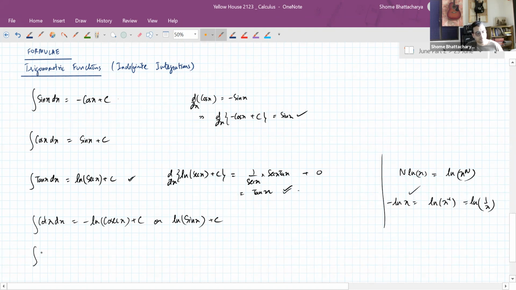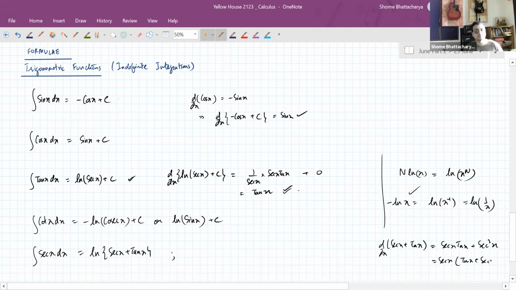In the next one, integration of sec x. Now this is ln of sec x plus tan x. Okay. So this basically comes from the idea that if you differentiate sec x plus tan x, we get sec x tan x plus sec square x. That is actually sec x multiplied by sec x plus tan x. So this simple idea gives us this.